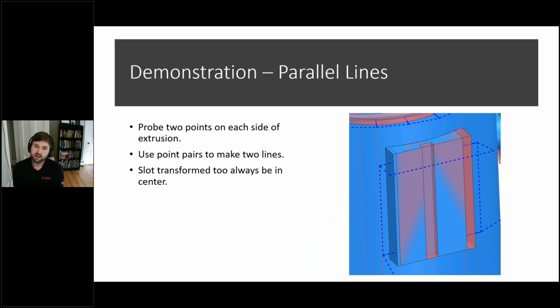Next, you'll see a simpler local orient, and that's just putting a slot down the center of this extrusion. We're going to probe both sides, create 2 lines, and then do a parallel lines fit to make sure that slot gets put straight in the middle of that extrusion. And this is one that you might think, well, that's kind of simple. I could probably do the math for that and figure it out on my own.